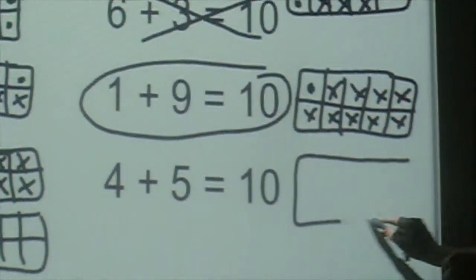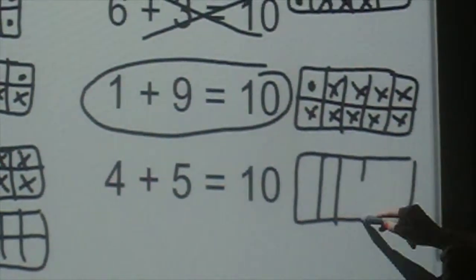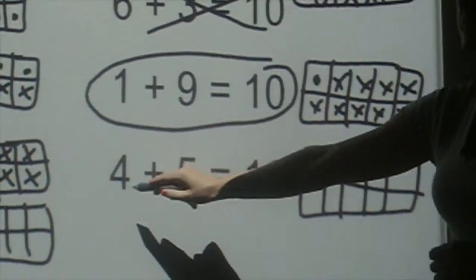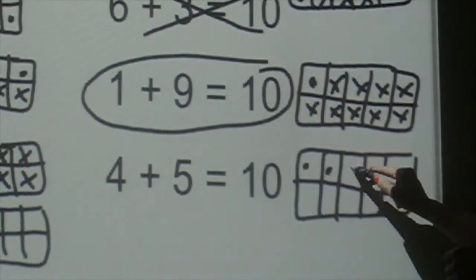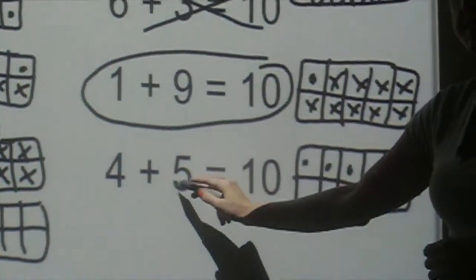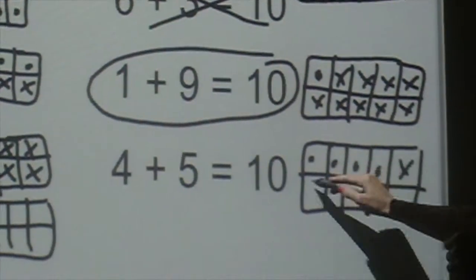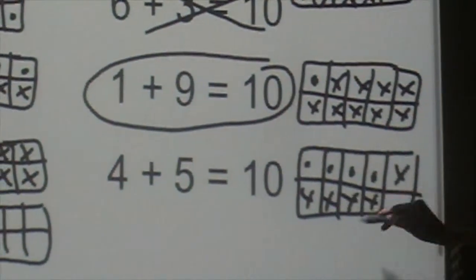Again, you want to try to prove it. So I'm going to draw a 10 frame. I'm going to put my first addend in. 1, 2, 3, 4. Add my second addend. 1, 2, 3, 4, 5.